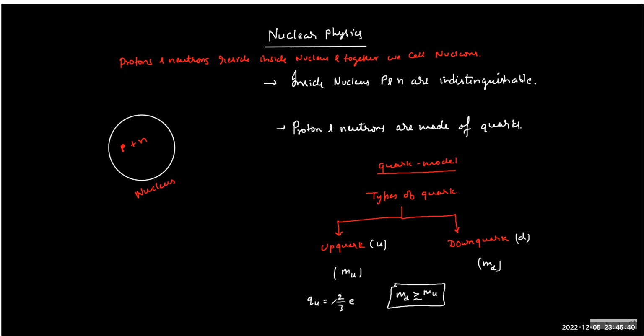Two-thirds of the electronic charge, plus 2/3 e. And the charge of a down quark is -1/3. So down quarks are negative and up quarks are positive. You can think of it this way.